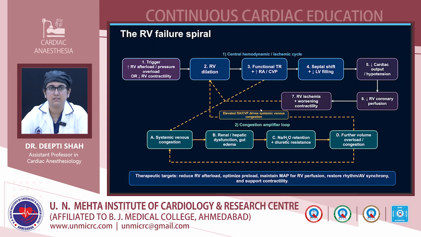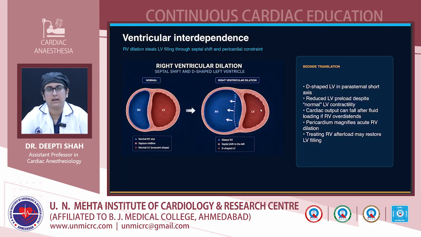It will lead to systemic venous congestion, which results in renal, hepatic and gut edema. This is sensed by the receptors as decreased renal function, resulting in sodium and water retention because the kidneys are not able to function properly, plus diuretic resistance, which results in further volume overload and congestion, and this spiral goes on. So we need to address RV failure at various points to counter this dysfunction. Thus, we need to reduce the RV afterload, optimize preload, maintain mean arterial pressure for RV perfusion, restore rhythm and AV synchrony, and also support RV contractility.